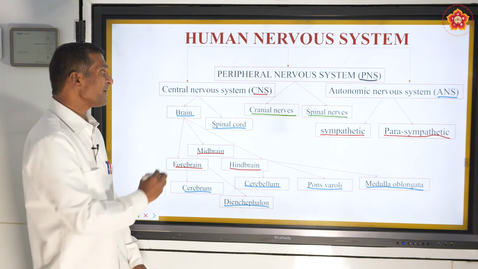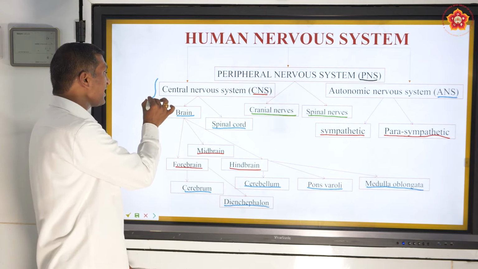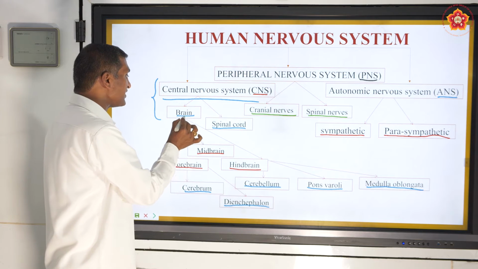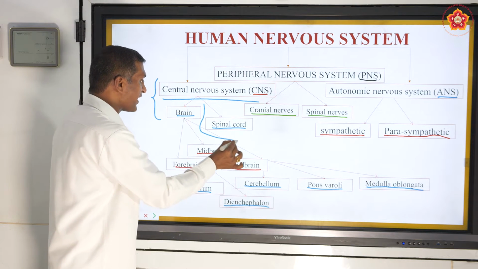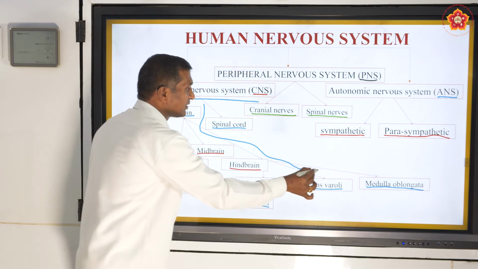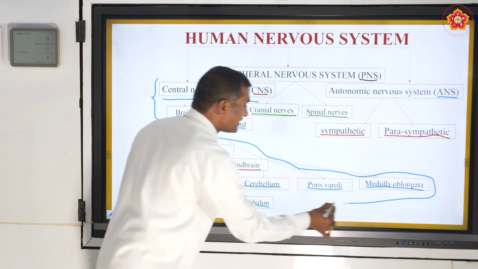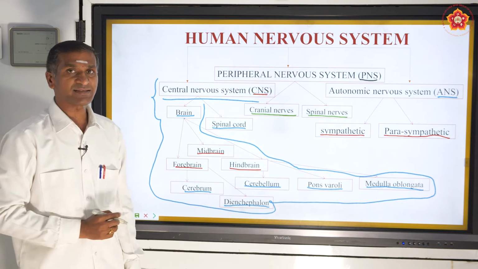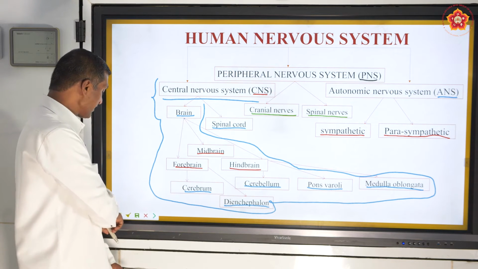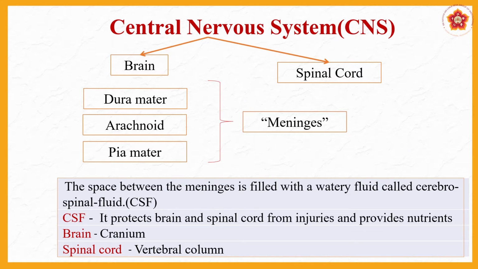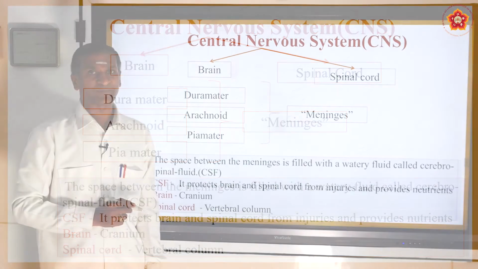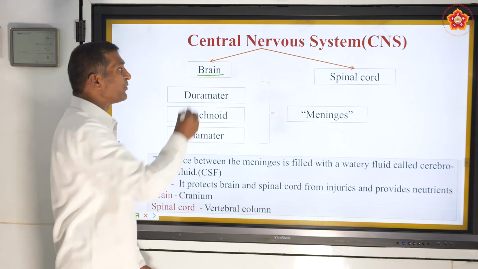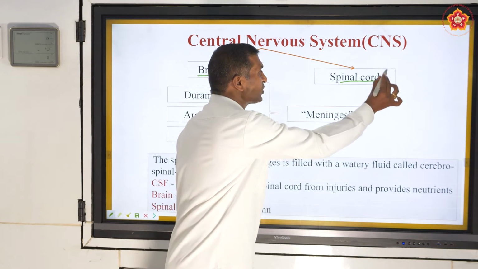Today, we will be concentrating on the central nervous system. Under the central nervous system, we deal with the human brain, the whole part which will be dealt with in today's content. The central nervous system, CNS, mainly consists of brain and spinal cord.